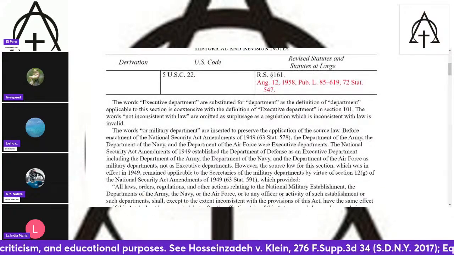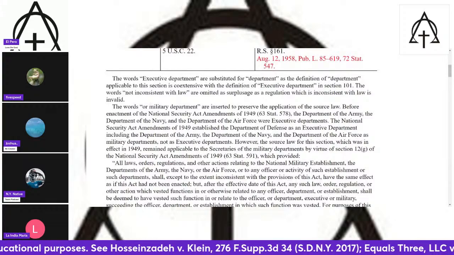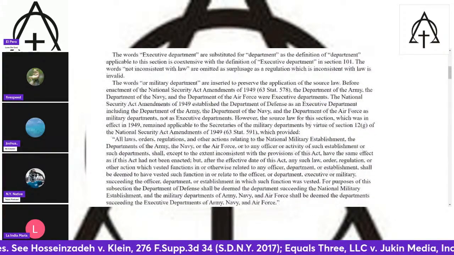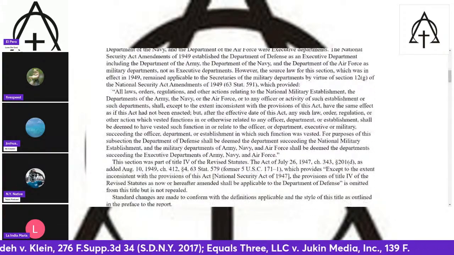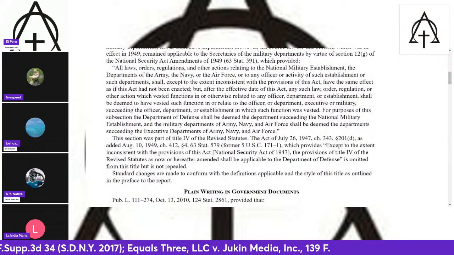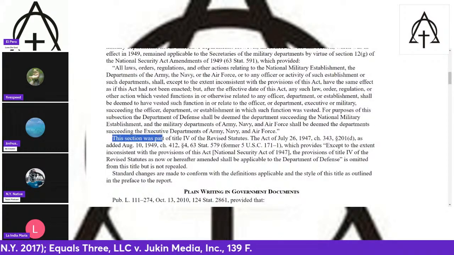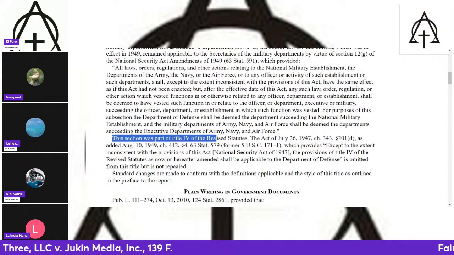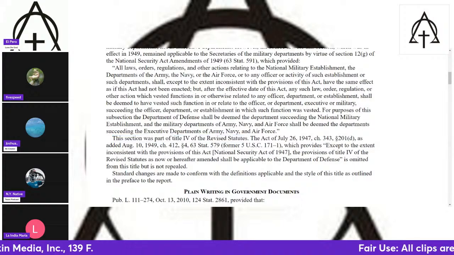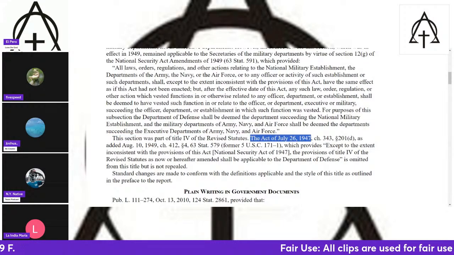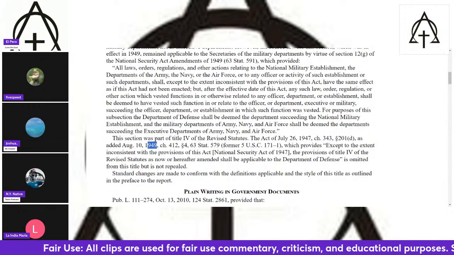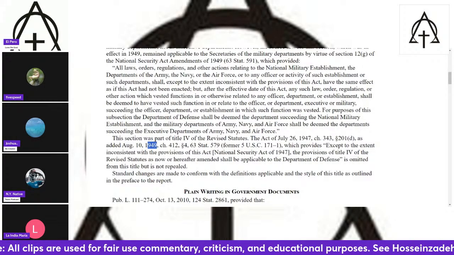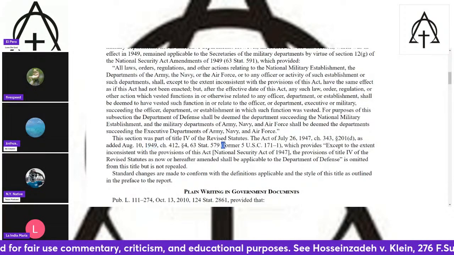The words executive department, all the way through, and we go down here, and it says, this section was part of Title IV of the revised statutes. The Act of July 26, 1947, Chapter 343, Section 201D, as added August 10, 1949, Chapter 412, Section 463, Stat 579, former 5 U.S. Code.